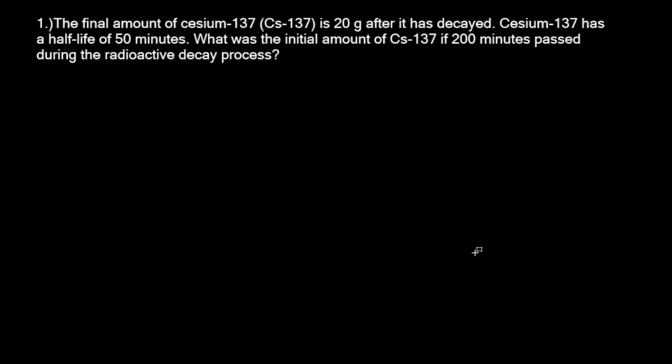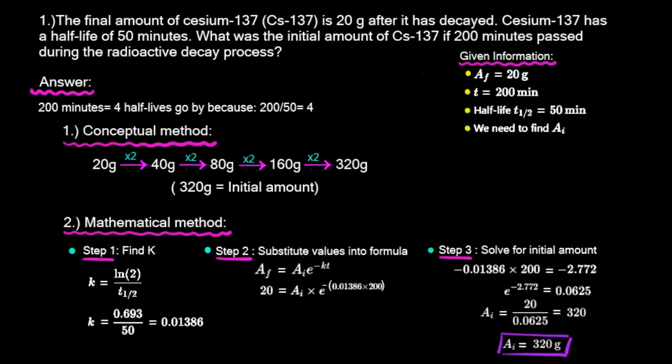Here's question number 1. The final amount of cesium-137, Cs-137, is 20 grams after it has decayed. Cesium-137 has a half-life of 50 minutes. What was the initial amount of cesium-137 if 200 minutes passed during this decay process? This question is asking us to determine the initial amount of the substance before it began its decay process. Let's go through the solution step by step.